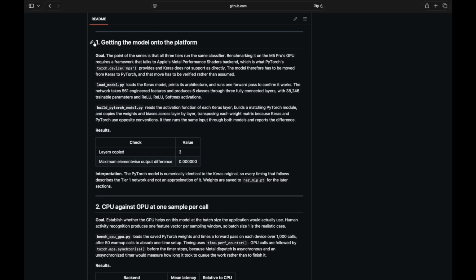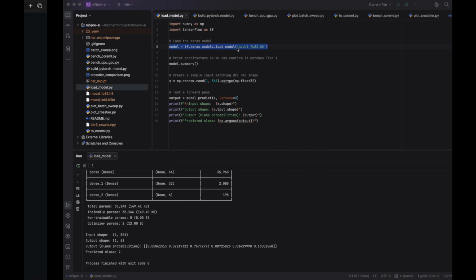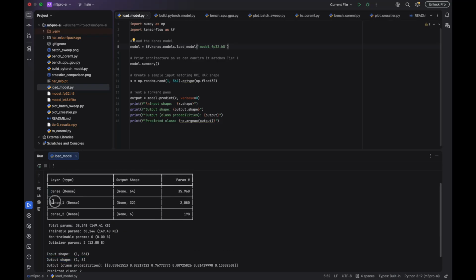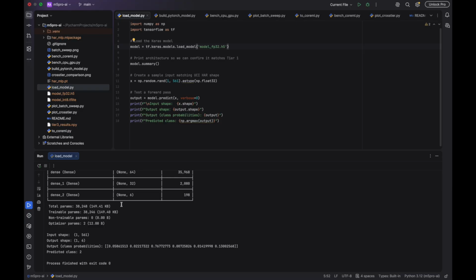Section 1 is a prerequisite rather than a measurement. The premise of the series is that all three tiers run the same classifier, so before anything is timed, the model has to arrive on this platform intact. The model is the Human Activity Recognition classifier from Tier 1. It takes 561 features derived from accelerometer and gyroscope data and predicts one of 6 activity classes through 3 fully connected layers and 38,246 trainable parameters.